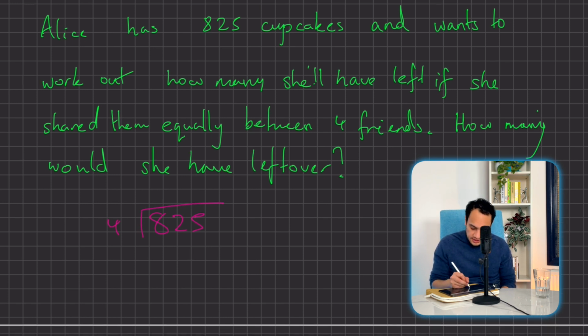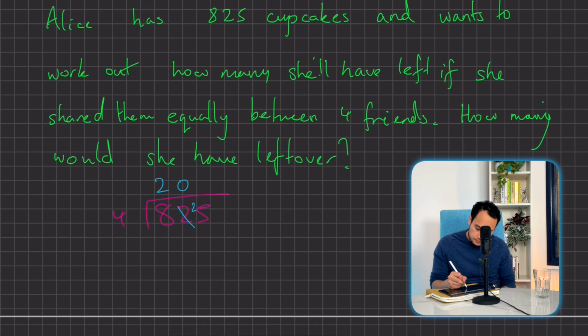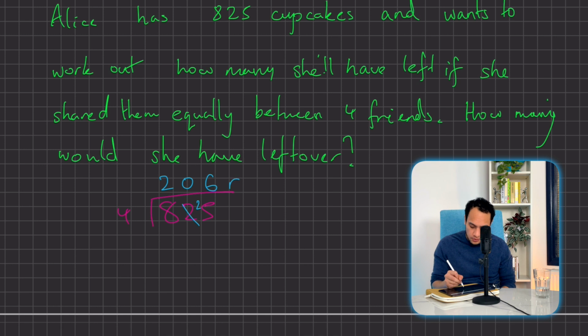So 4 goes into 8 2 times exactly. 4 does not go into 2, so I'm going to put a 0 there. And then I'm going to put a 2 on the 5. So 4 goes into 25 6 times. And then there's going to be a remainder of 1. So the answer is going to be 1. There's going to be 1 cupcake left over.